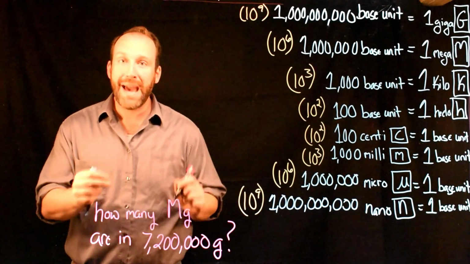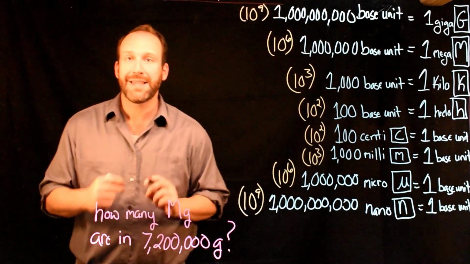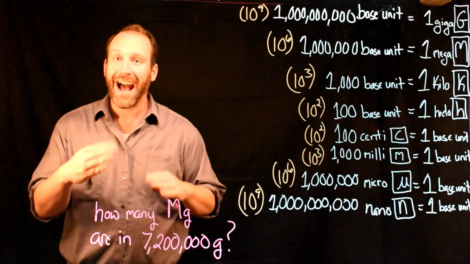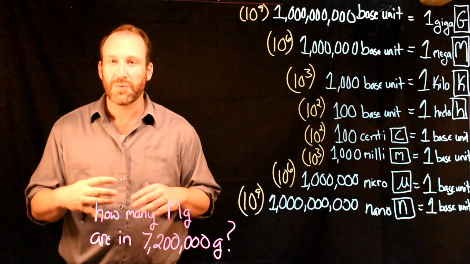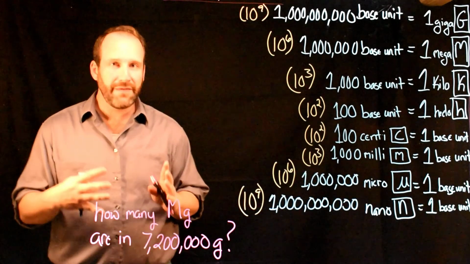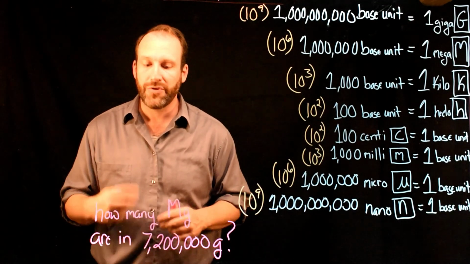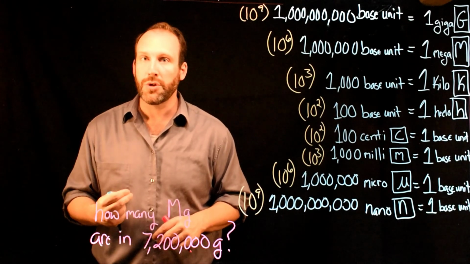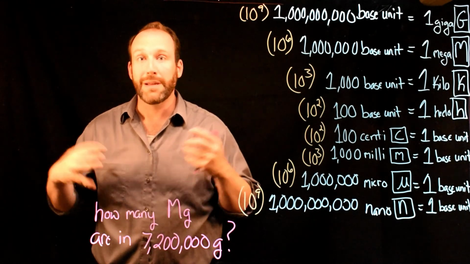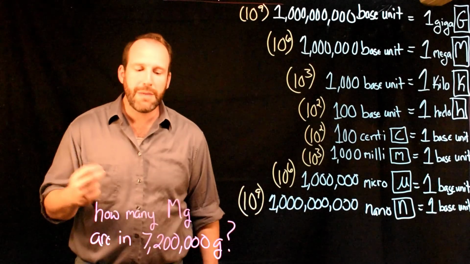All right, I've erased the board, and here's our next question. How many megagrams are in 7,200,000 grams? Here's a real example of how these prefixes really help in the metric system. It's really kind of inconvenient to write really large numbers or really small numbers. In those cases, it's much more useful to use a prefix that signifies either a really big measurement scale or a really small measurement scale.